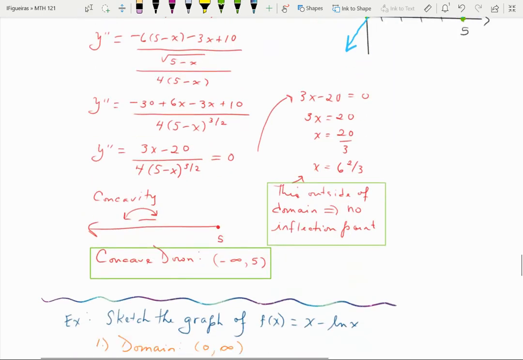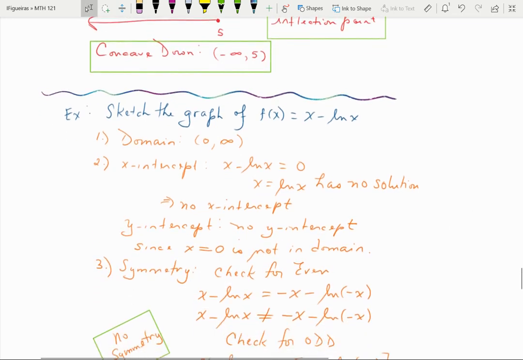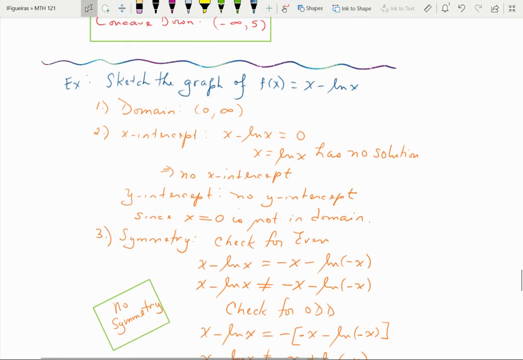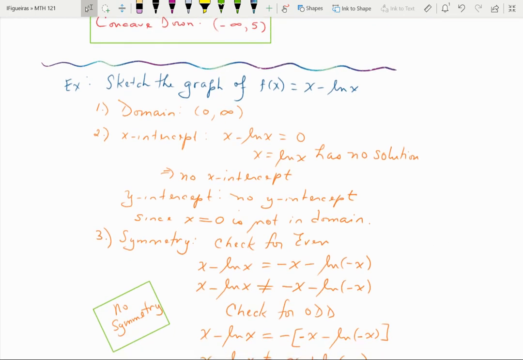All right, we have one more. This one has a natural log in it. We want to sketch the graph of f(x) = x minus ln x. Here the domain is only positive real numbers, and that's because ln x has restrictions. Your ln x function all by itself looks like this. This point here is 1, by the way.